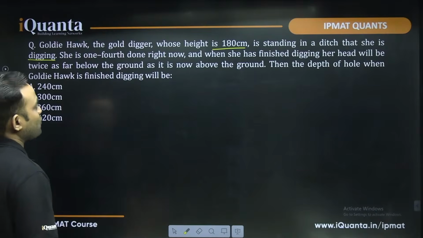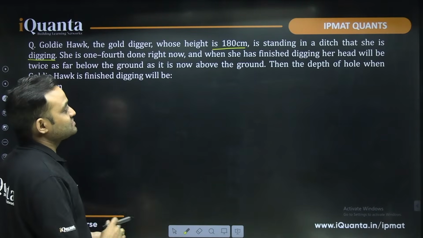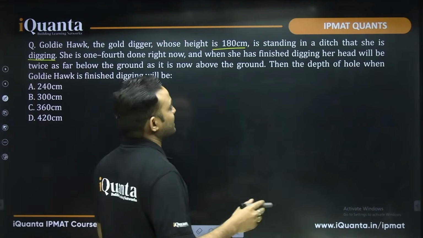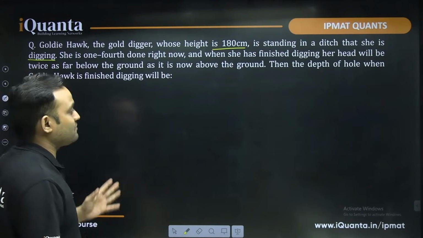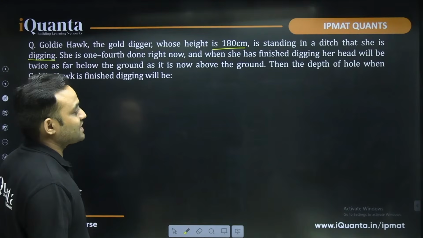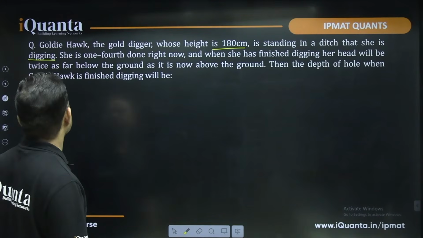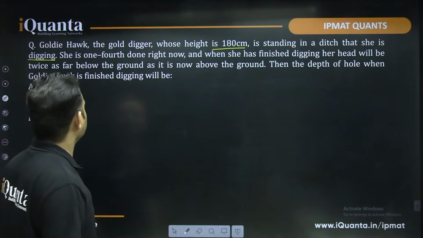She is 1/4 done right now. When she had finished digging, her head will be twice as far below the ground as it is now above the ground. Then the depth of the hole when Goldie Hawk is finished digging will be.